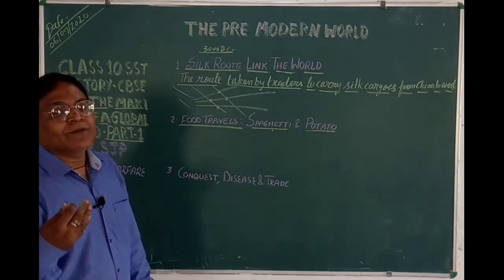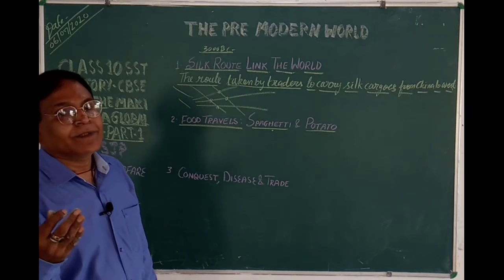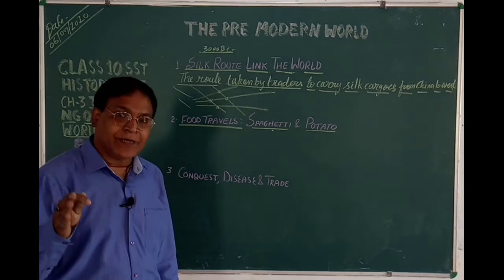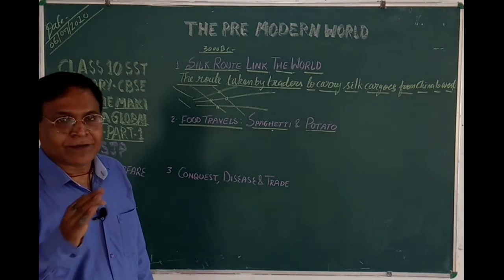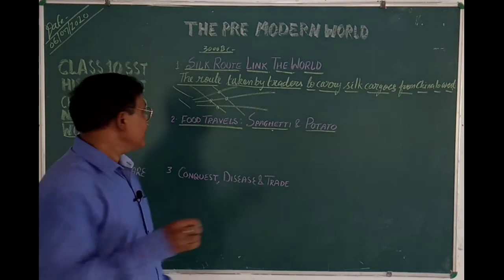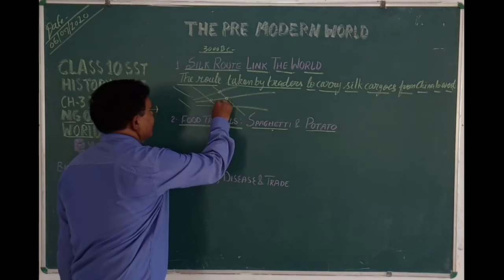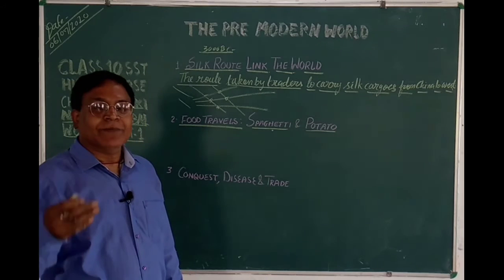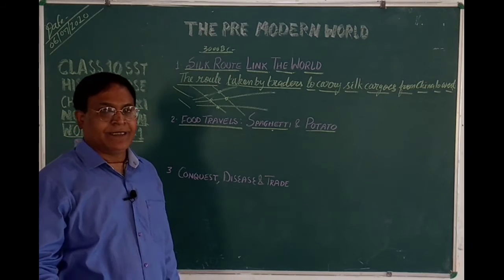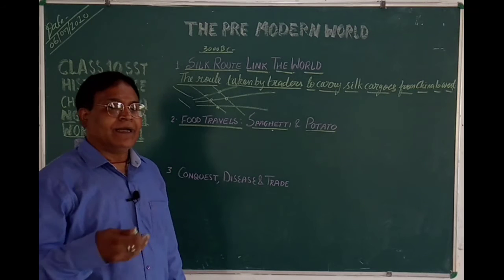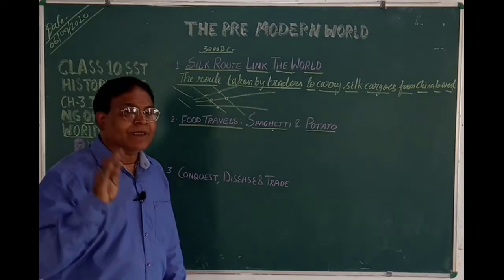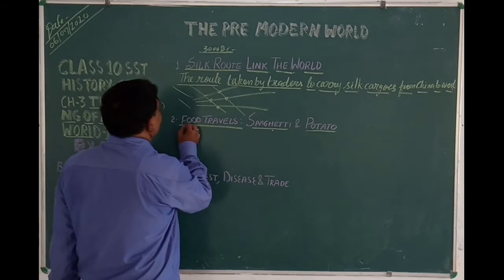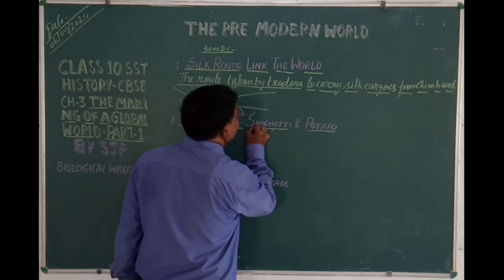One thing more: trade and culture went hand in hand, and even Buddhism spread via these silk routes, across the intersection points of these trades and sea routes. So children, various types of religious exchange, various types of literature exchange, and many types of activities took place via these silk routes. Along with this, I want to discuss one more topic, that is food travels, that is spaghetti and potato.